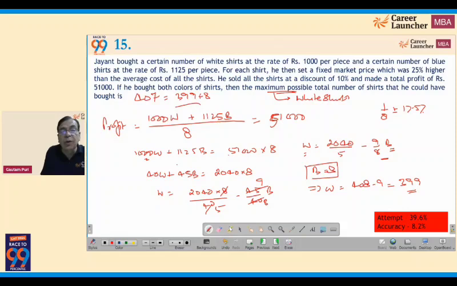But the key thing out here, which is what I want you to understand, was this part. If he has got a markup of 25%, assume markup on each shirt is 25%, discount is 10%, then net profit of 12.5% on each shirt is what you should have assumed and moved on.